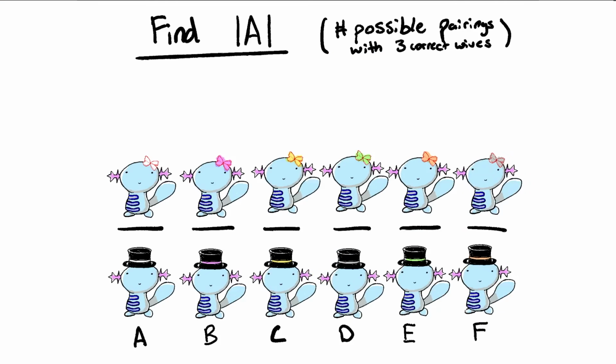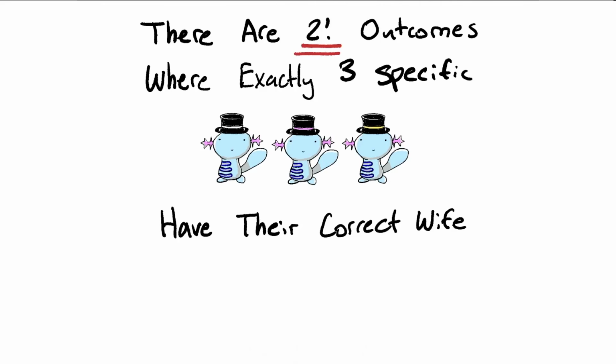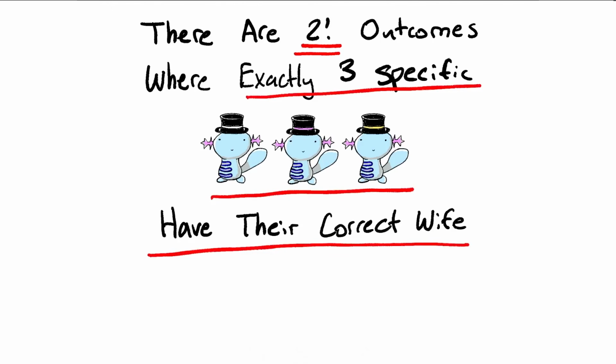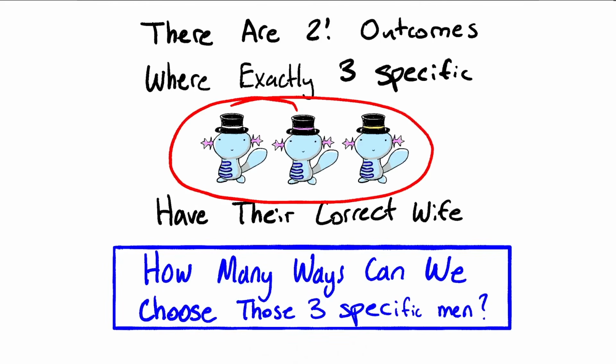We have one example like this, and we have one more example like this. So what does that tell us? It tells us that there are exactly 2 factorial outcomes where exactly 3 specific husbands have their correct wife. For any 3 husbands we choose to be the correct ones, there are 2 possible outcomes in which these husbands can be paired with their correct wife. So now the second part of our question of finding all the possible 3 pairing outcomes turns into how many ways can we choose these specific men? We know each correct pairing with any 3 men has 2 possible outcomes. So now we need to know how many ways can we choose these 3 men.